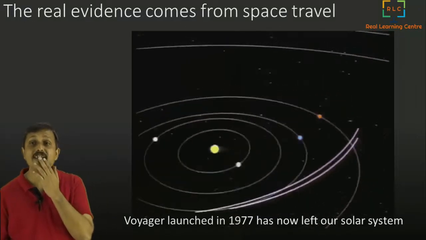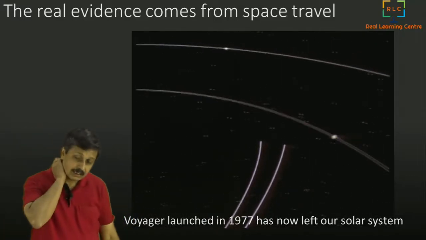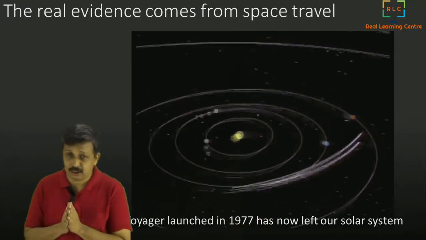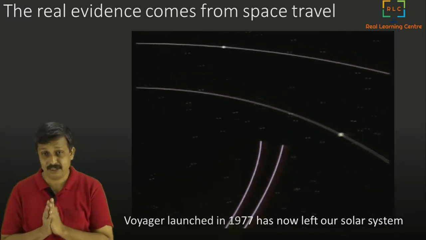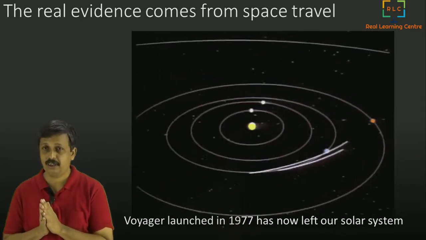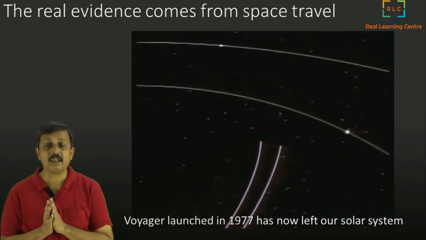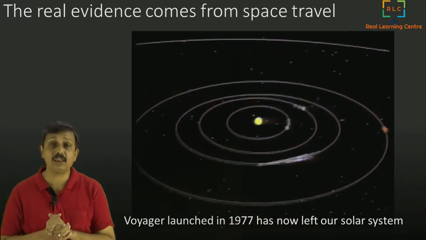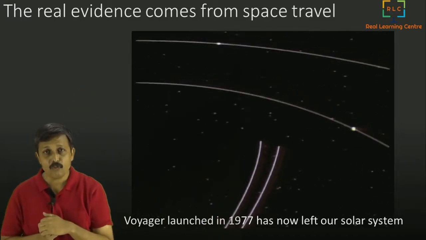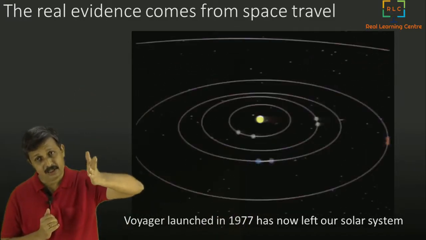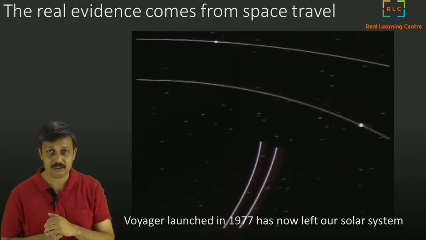Now, the real evidence comes from space travel. So now you watch this carefully. There were two spacecraft launched in 1977, Voyager 1 and 2. They were launched from Earth, and after about 35-40 years, they have actually left the solar system and gone away. They are now venturing into the interstellar space beyond our planetary system, the solar system.